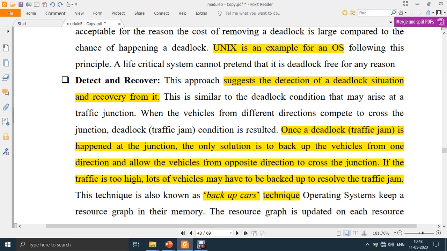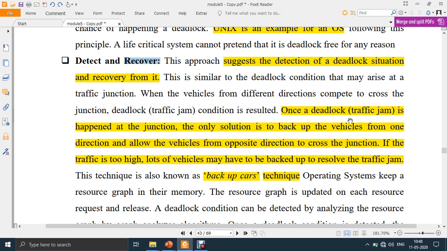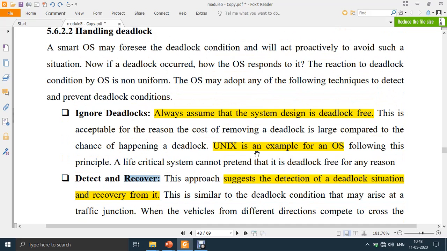The second method of overcoming deadlocks is detect and recover. The name itself indicates it. First, you should be able to detect a deadlock. Once you detect it, only then can you recover from the deadlock. So it involves detection and recovery from it. The example I have taken is a traffic jam. Once the traffic jam is detected at the junction, what is the only solution? Back up the vehicles from one direction and allow the vehicles from the opposite direction.